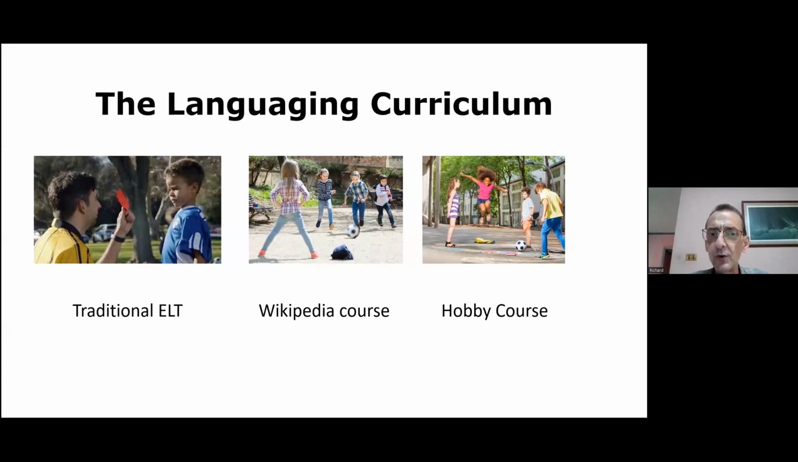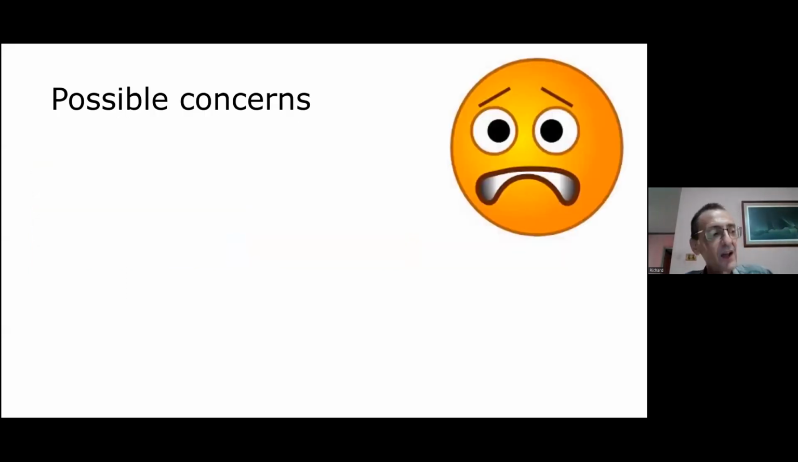So the languaging curriculum, we're getting away from this rule-bound, teacher-dictated traditional ELT to being far more students are either vaguely following rules or making up their own rules. There are concerns. It's not perfect. We acknowledge it's not perfect. There are problems with the languaging curriculum. And I'd just like to talk through these problems a little bit.